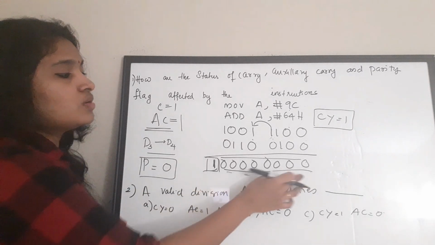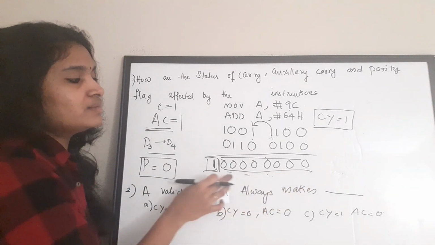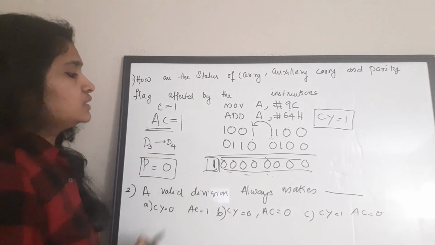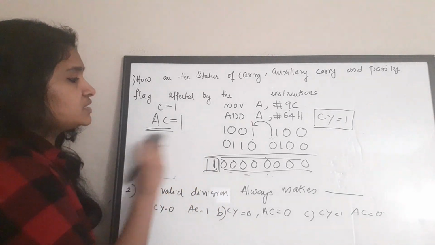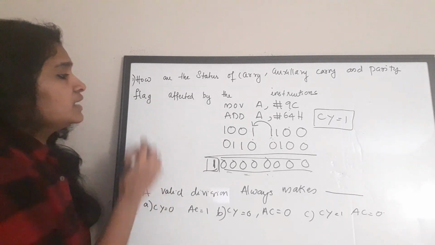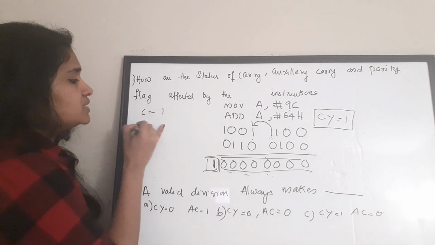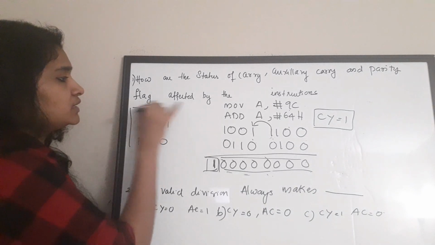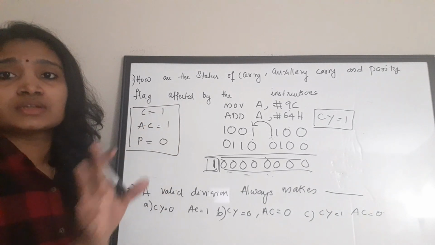Okay, so here all numbers are 0. There is no 1, so the parity is 0. So the status of carry, auxiliary carry and parity will be: carry is equal to 1, auxiliary carry is equal to 1 and parity is equal to 0. I hope these three conditions, how to check these three conditions, is clear to you.